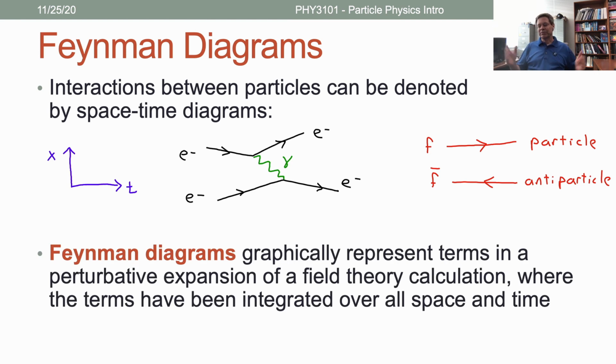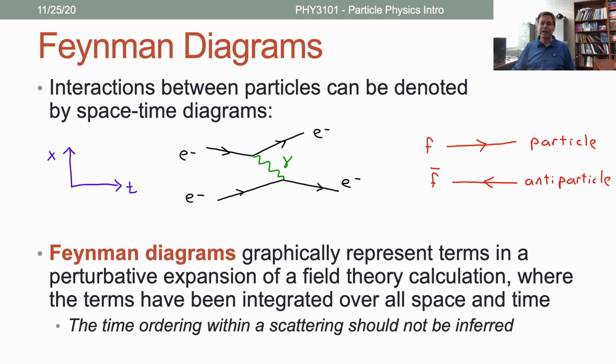Now, what are Feynman diagrams really trying to represent? Although I'm showing them as a geometric scattering, graphically, they're actually representing mathematical terms in a perturbative expansion of a field theory calculation, where the terms are integrated over all space and time. So there are leading order and higher order terms in this perturbation series. I'm drawing, say, the leading order term, but there would be higher order interactions that have higher orders of the couplings. But you do integrate over all x and t.